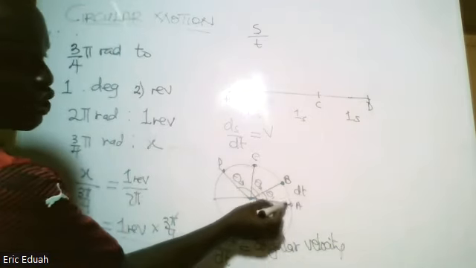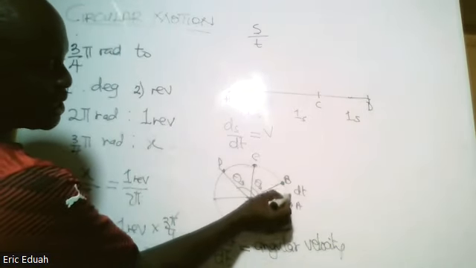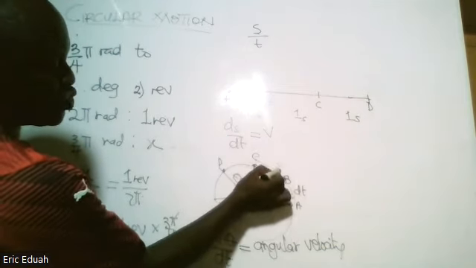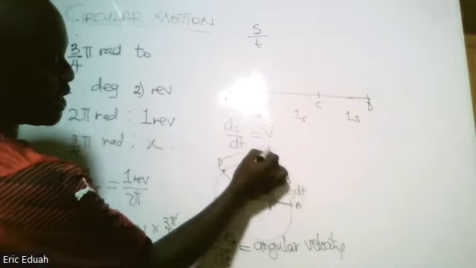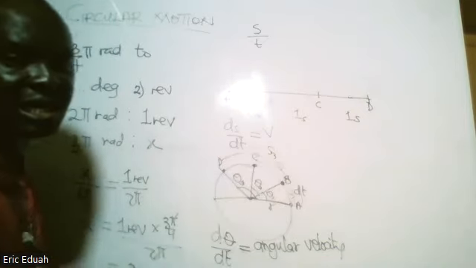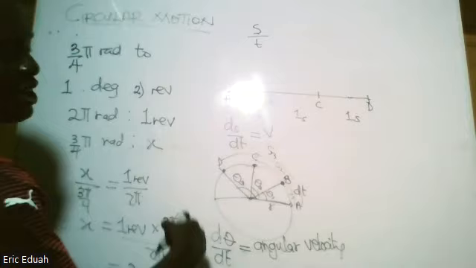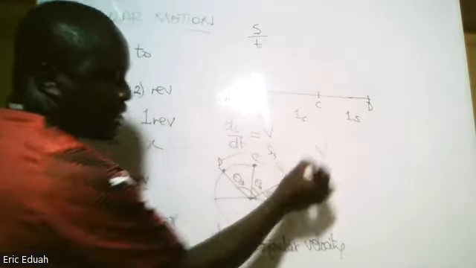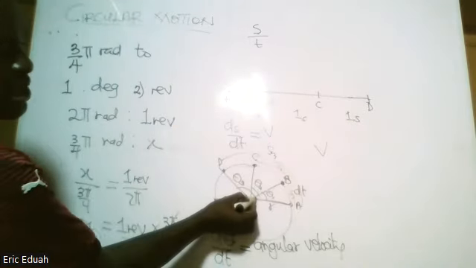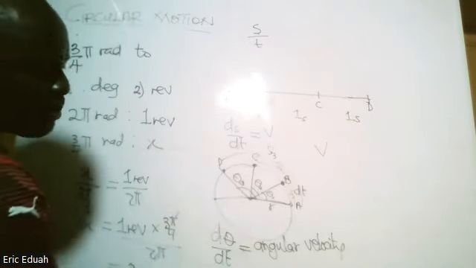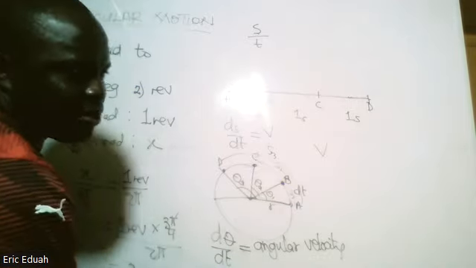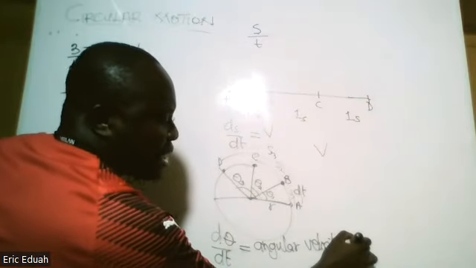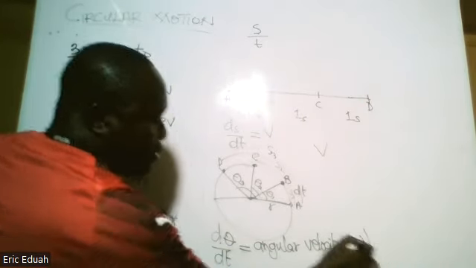Within the circumference, because the linear displacement is changing, S1 from here to here, S2 from here to here, S3, the linear displacement within the circumference is changing. So it will also amount to linear velocity within the circumference. The changing angle at the center also amounts to a changing angle with respect to time, which we call angular velocity, represented by the letter omega.